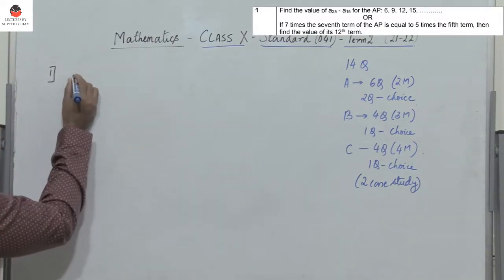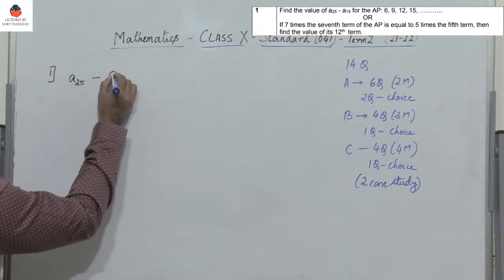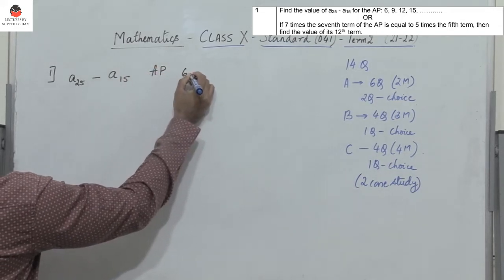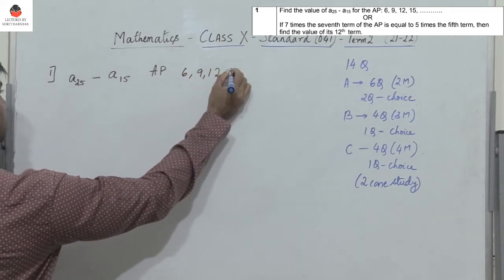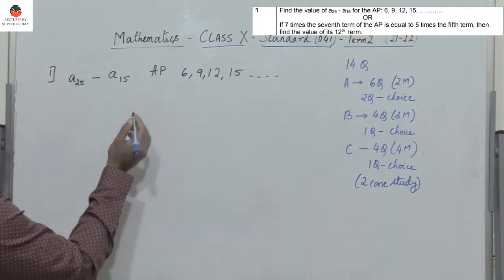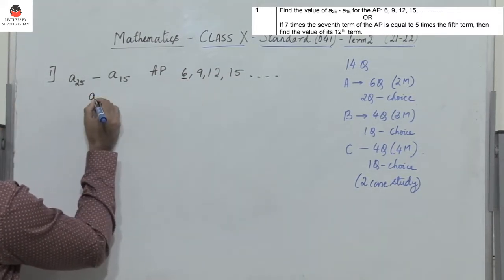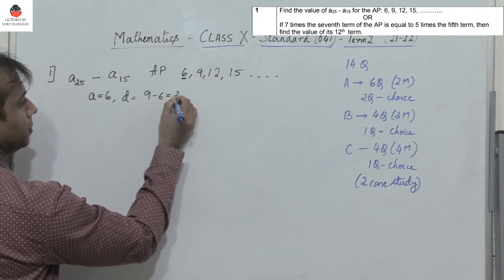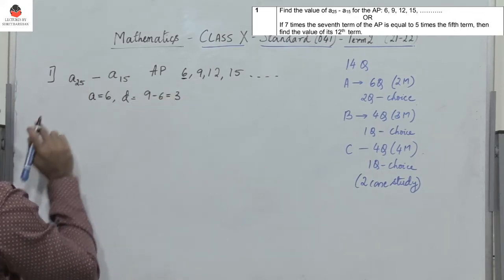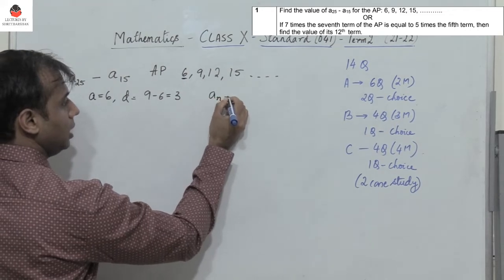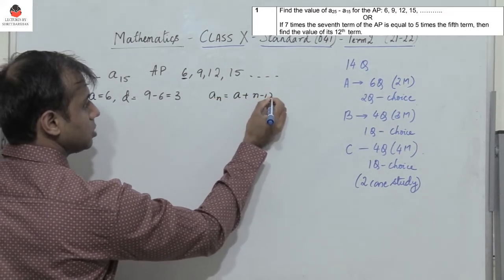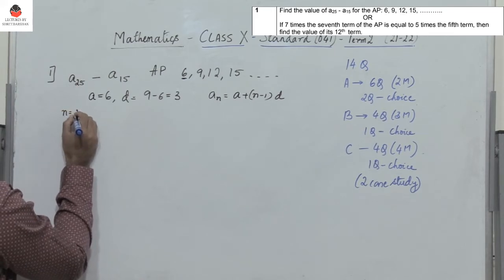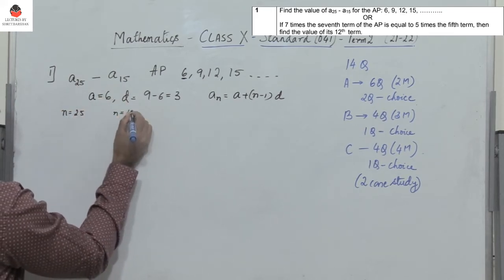Question 1: Find the value of A25 minus A15 for the arithmetic progression 6, 9, 12, 15 and so on. So here we observe that the first element A is 6. The common difference D is 9 minus 6, which is 3. And we need A25 minus A15. We know that An equals A plus (n minus 1) into D. So here for the first case, n is 25, and for the next case, n is 15.